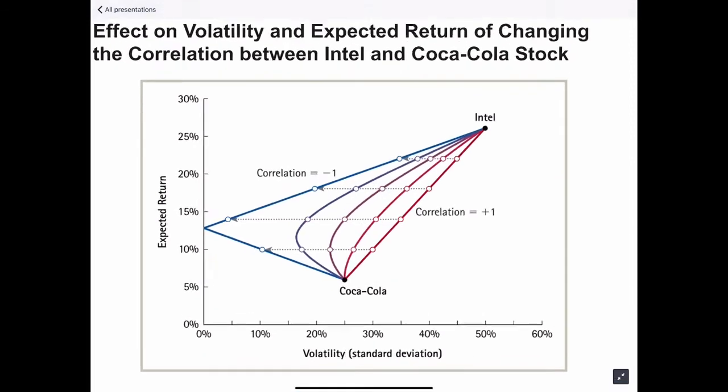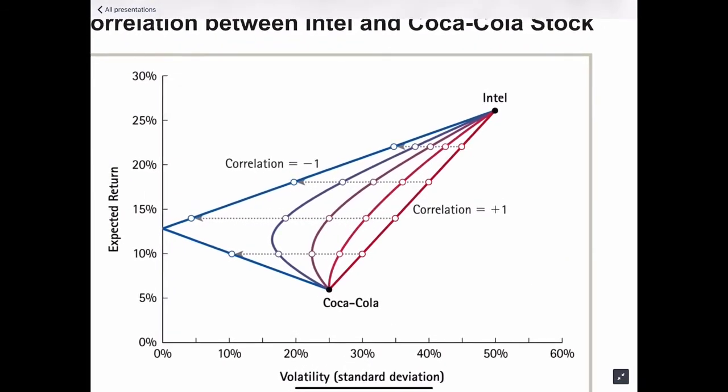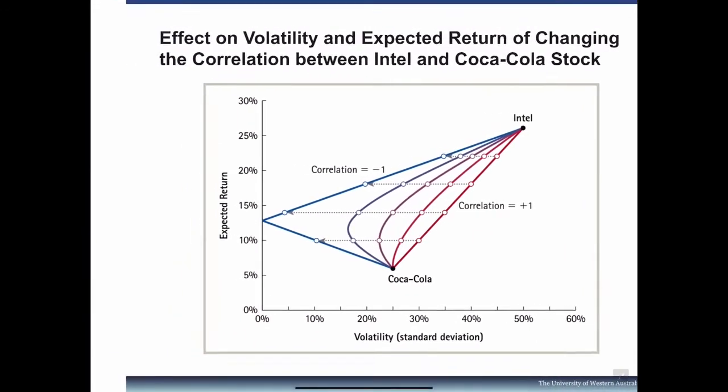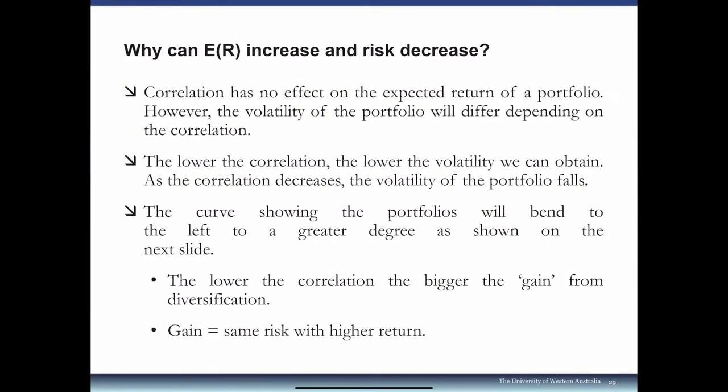So when you're trying to form a portfolio based on two stocks, your goal is to find two stocks that are as negatively correlated with each other as possible. The lower the correlation, the bigger the reduction in risk. That is what this is trying to go through. The lower the correlation, the bigger the gain from diversification. And the gain here is the same risk with higher return.